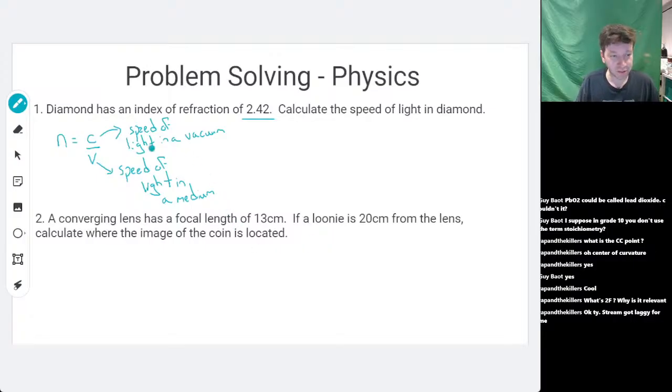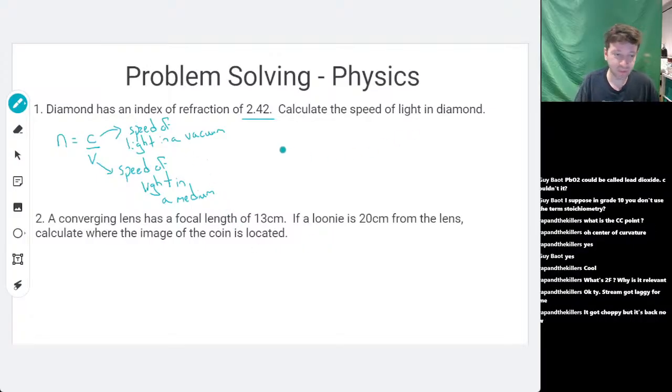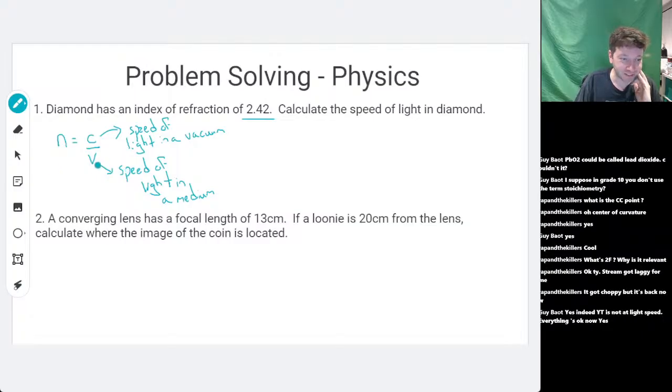Okay, so c is the speed of light in a vacuum. Now, this question, students get a little confused because they look at it and they say, how am I supposed to calculate v if the only thing I know is n? Okay, 3 times 10 to the power of 8 meters per second. And that is something I asked them to remember.